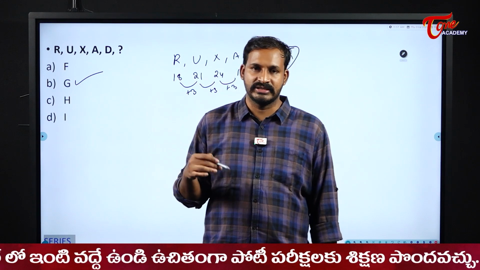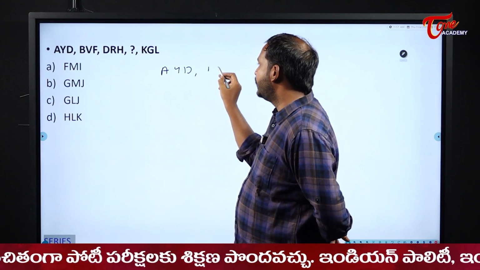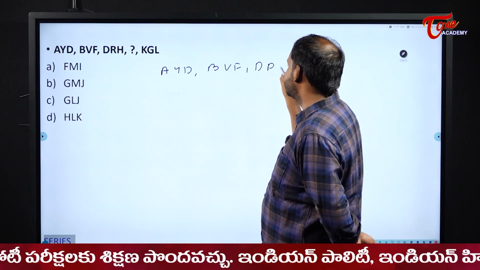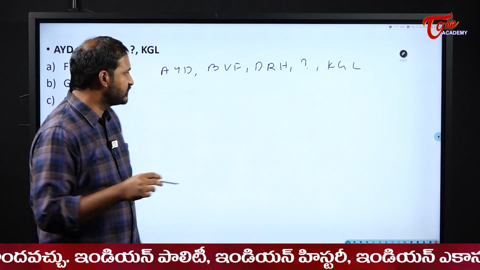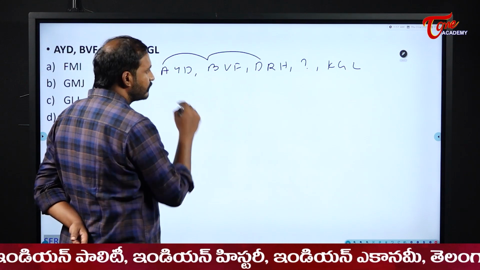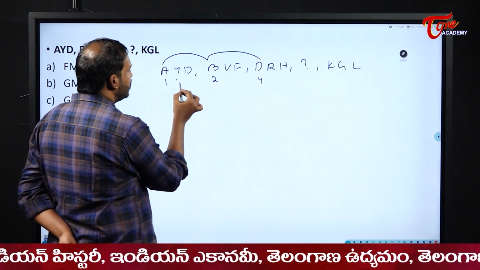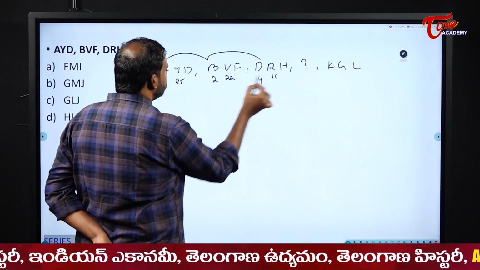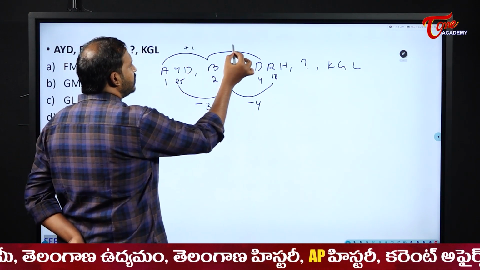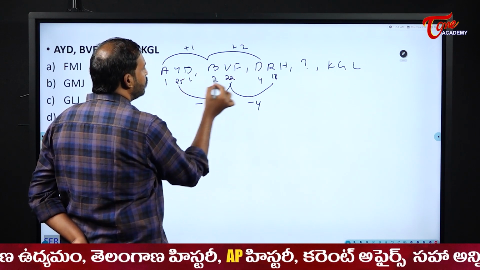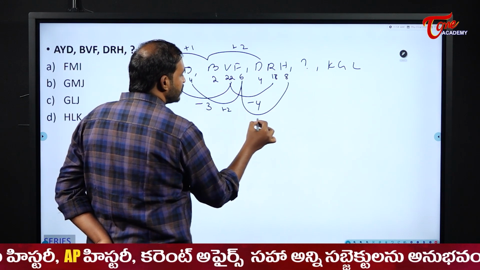This is how we are going progressively. Next one. AYD, BVF, DRH. What comes next? And KGL. Now see here, students. ABD, right? 1, 2, 4. Next 25, 22, 18. What is happening from here to here? Minus 3. From here to here minus 4. When it comes to the first one, plus 1, plus 2. Now the third one, AYD means 4, 6, 8. What is happening with the third alphabet? It is increasing by plus 2, plus 2, plus 2.